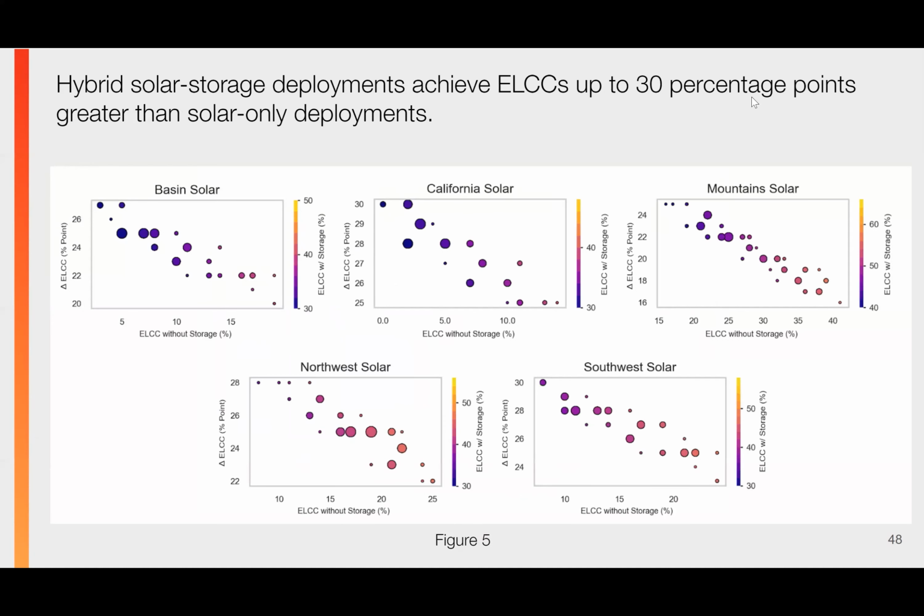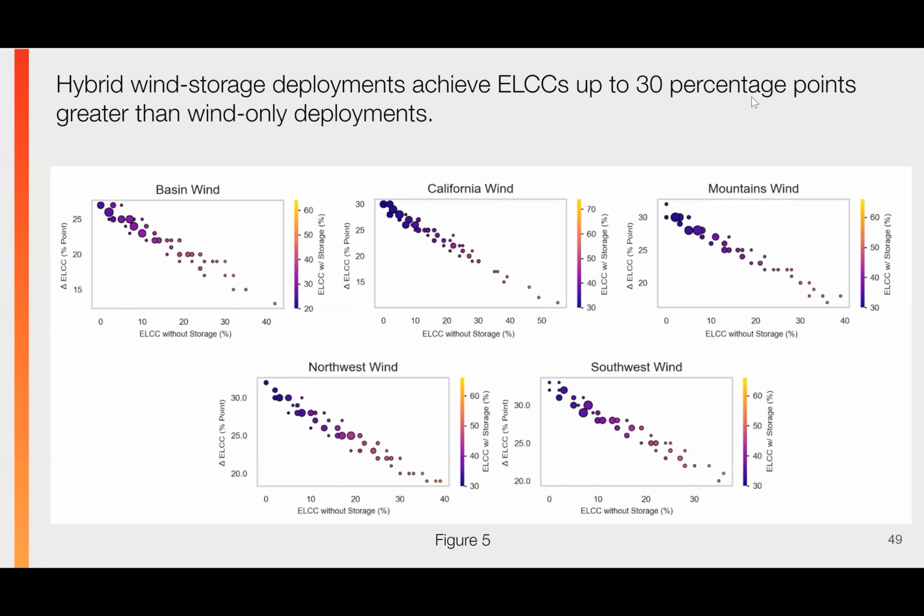So this trend continues. For solar, you still see boosts up to 30%, which is quite significant. And then moving on to wind, it's also quite significant as well. You're still seeing up to 30%. And what's quite interesting is if you get up to like 40, 50% with already initial ELCCs, you're still getting up to that 10, 15% boost.